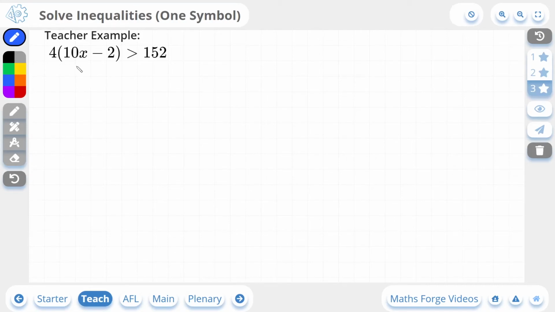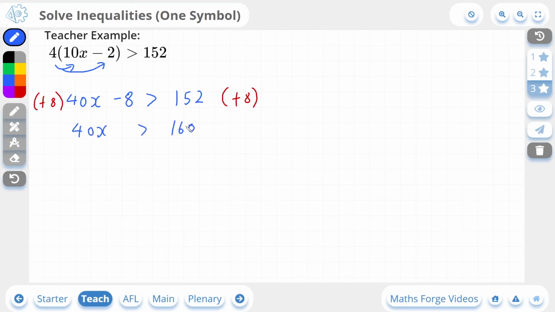Here we have 4 brackets 10x minus 2 is greater than 152. So the first step here is to expand the bracket by multiplying this 4 with every term on the inside. So this is now going to give us 40x minus 8, which is greater than 152. Now the first number I'm going to detach from this expression is this minus 8, and I'm going to do this by adding 8 to both sides. This is now going to give us 40x is greater than 160.